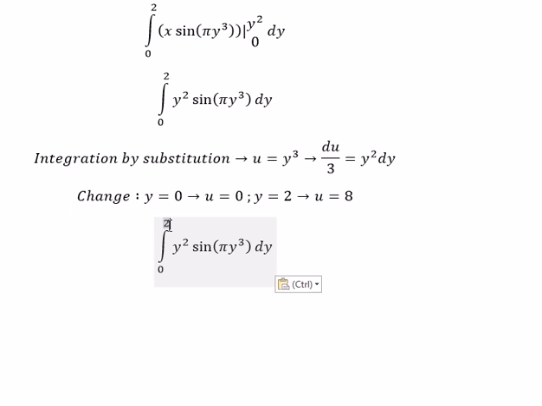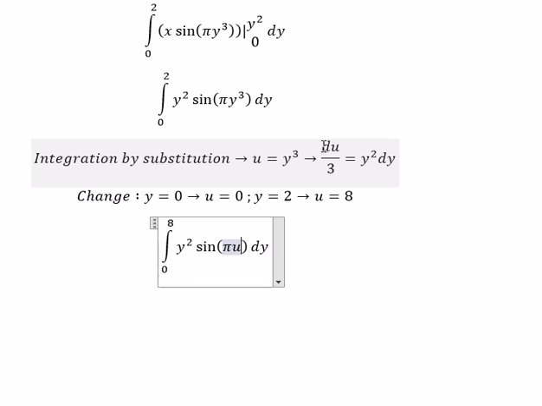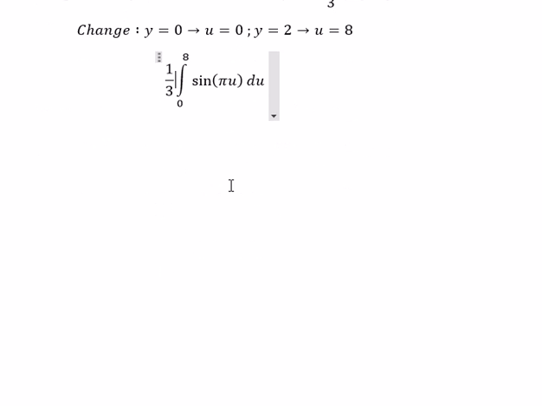We change number 2 into number 8. This one we change for u. Y square dy, we change for du over 3. And now we can get the final answer.